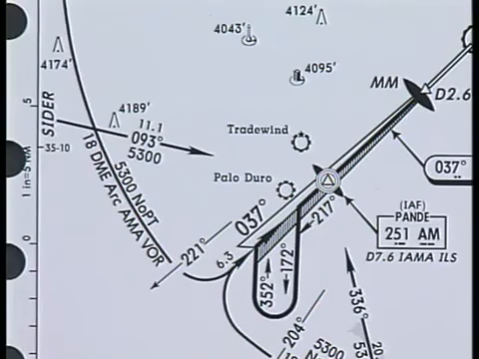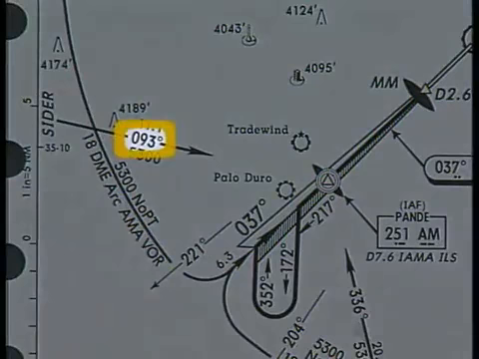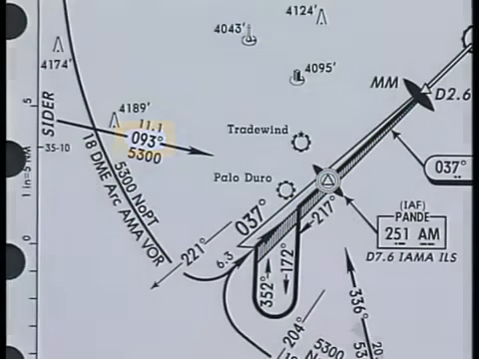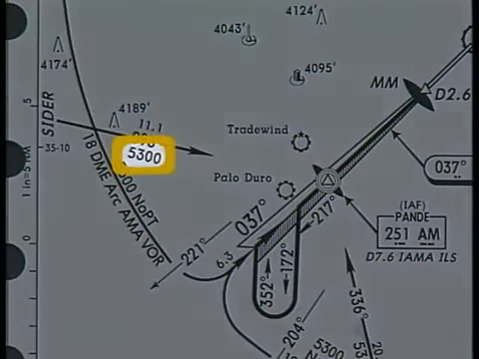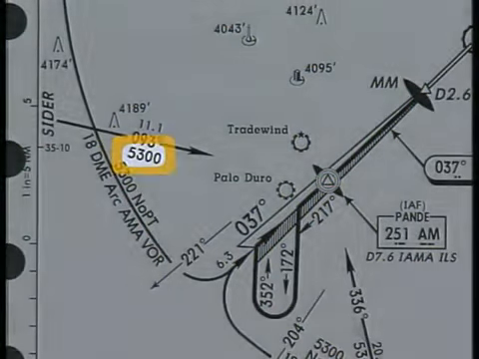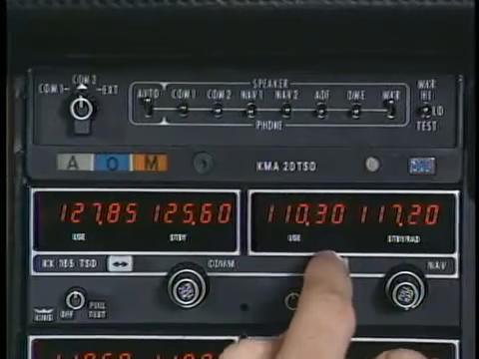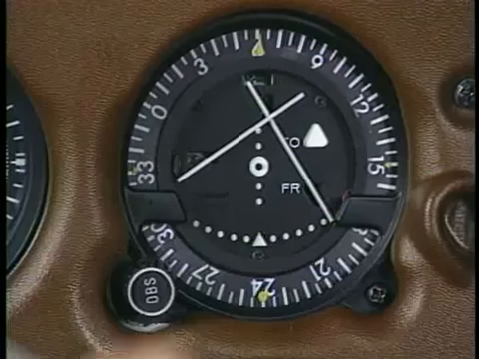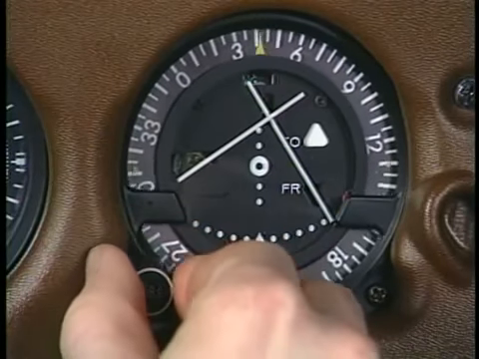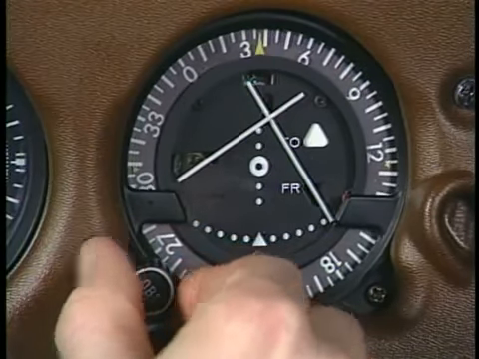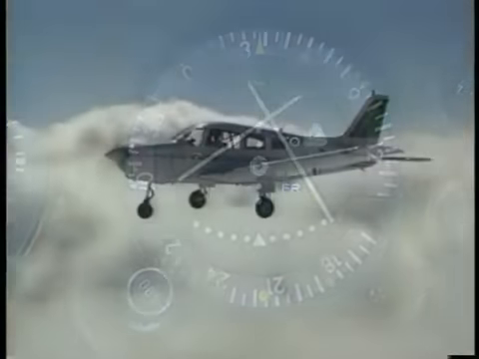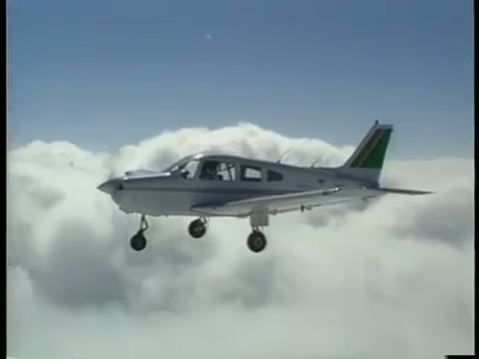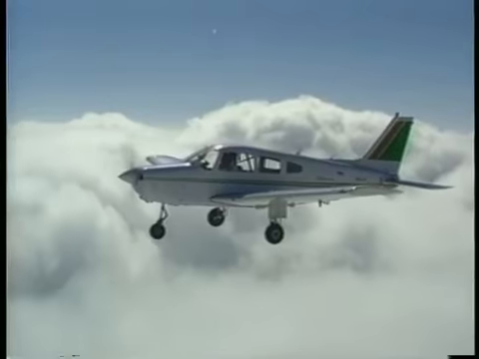The feeder route requires you to track the 093-degree bearing to the Pandy LOM. Since you've been cleared for the approach, you may begin the descent to 5,300 feet. During this segment, you tune and identify the ILS approach facility, set the final approach course, and test the marker beacons in the airplane. As you near Pandy, you have a number of ways to identify the LOM.